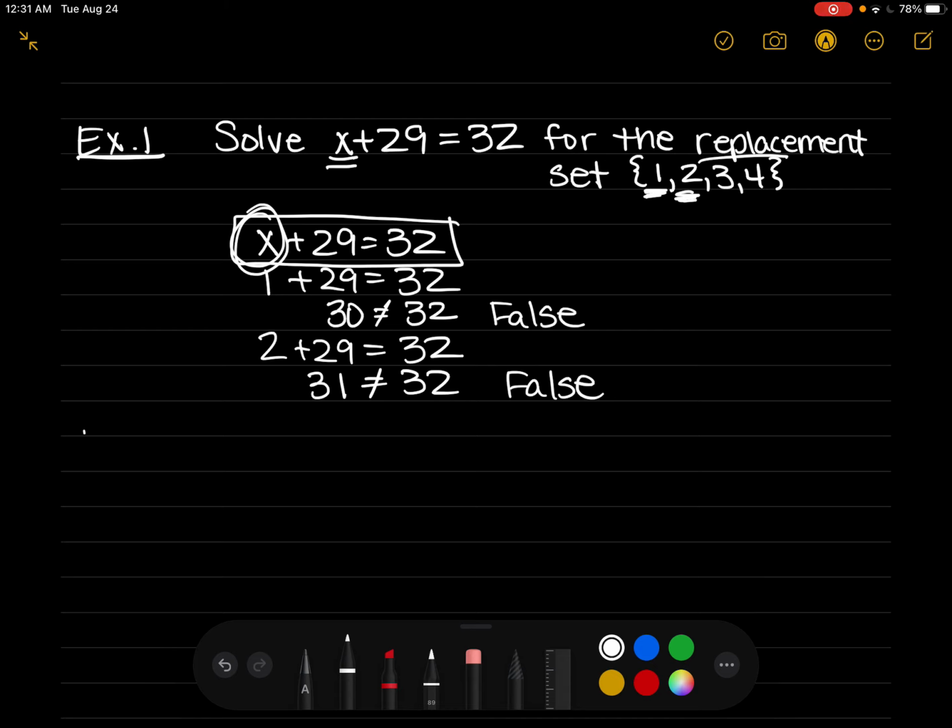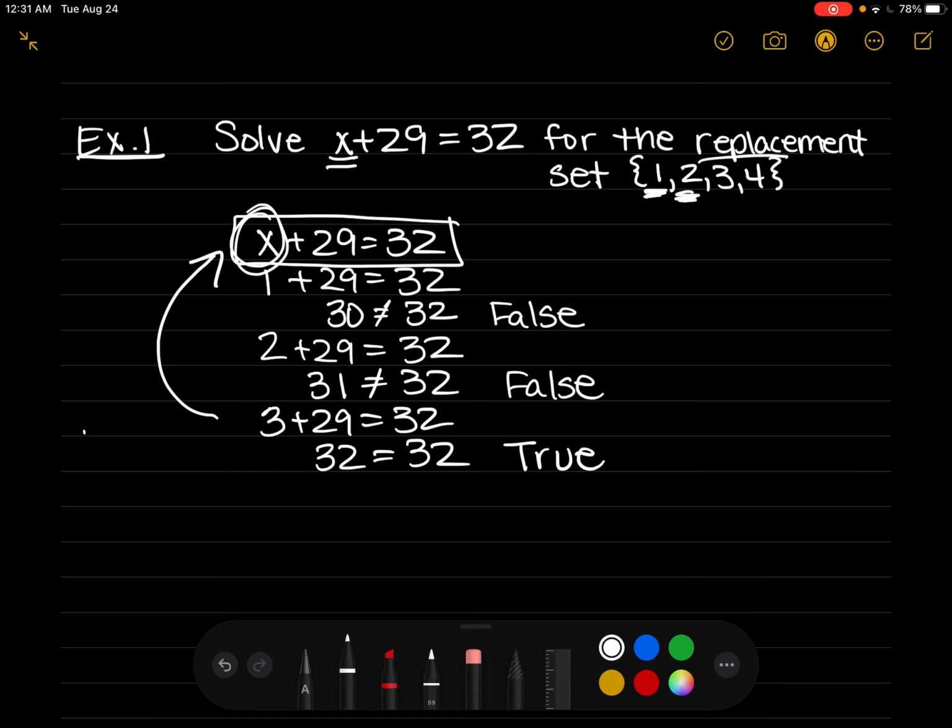Okay, so I'm going to go back up here, do the x plus 29, and instead of x, I'm going to put 3. So I'm going to do 3 plus 29 equals 32. Well, 3 plus 29 is 32. Oh, great. So we found one that works. So this one I'm going to say is true. And then, so we did the 3. So the last one we're going to do is the 4. We're going to do 4 now. So we have 4 plus 29 equals 32. And that 4 plus 29 is 33, so that does not equal 32, so I'm going to write false.